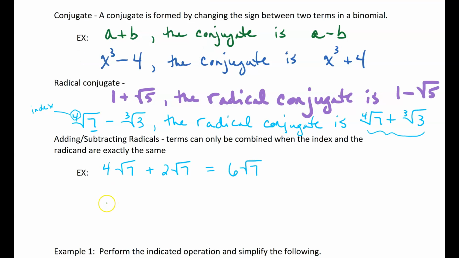Or what if we had 8 sixth root of 5 minus 3 sixth root of 5? 5 sixth root of 5. Exactly. The indexes are exactly the same. The radicand is exactly the same. 8 minus 3 is 5. So we get 5 sixth root of 5.